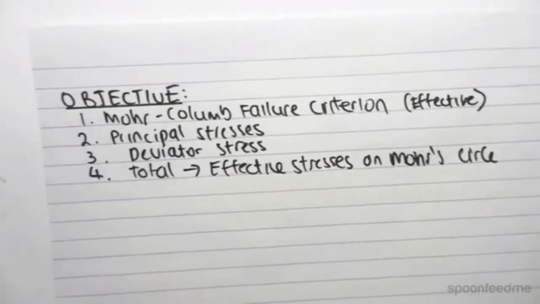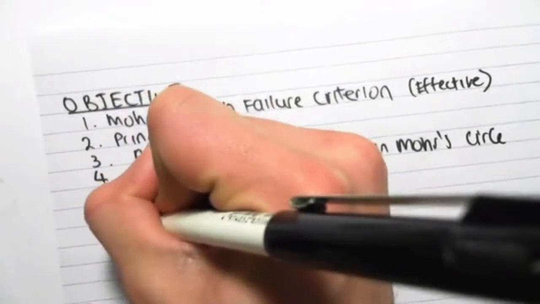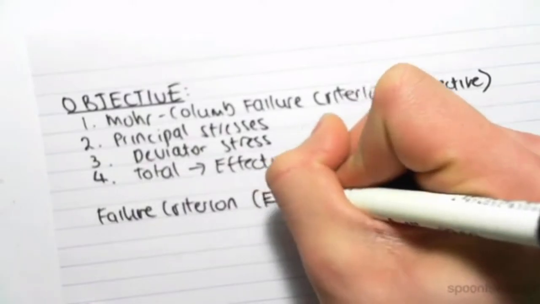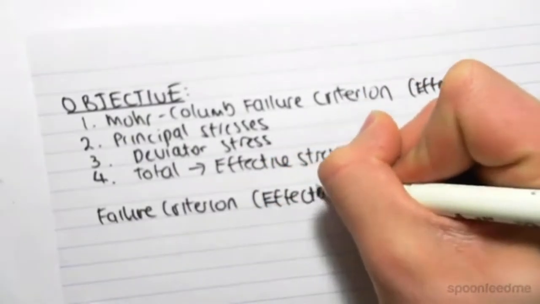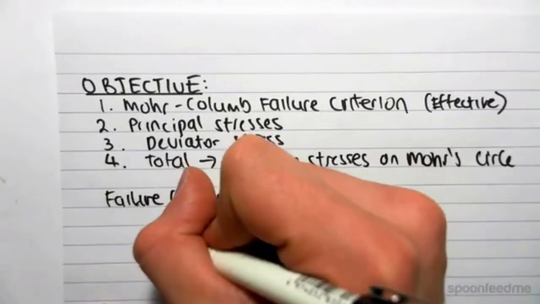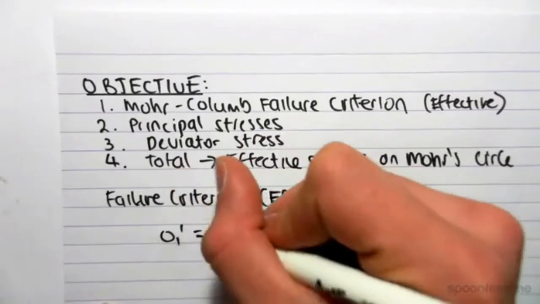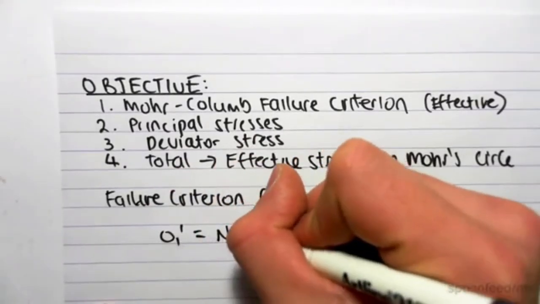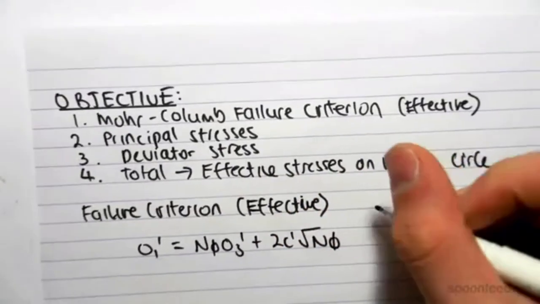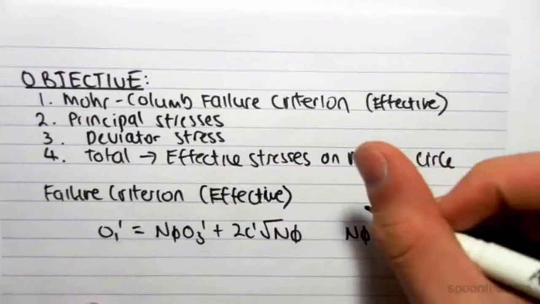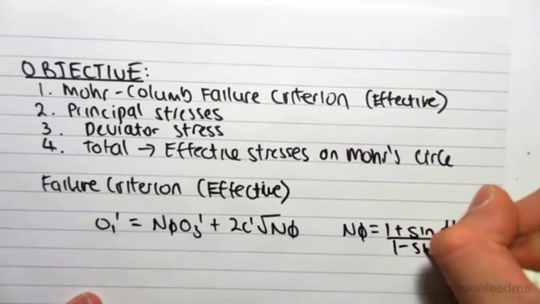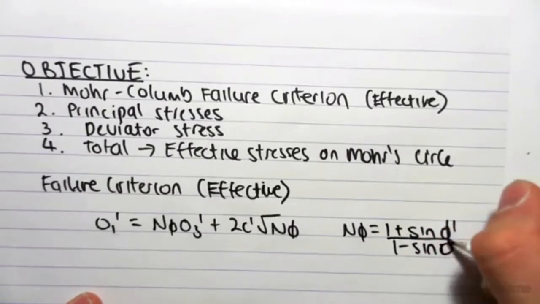So the failure criterion, and this is for effective. You will normally be most of the time using effective and not total when it comes to these types of questions. So the formula is sigma 1 dash equals N subscript phi on sigma 3 dash plus 2c dash square root of N subscript phi, where N subscript phi equals 1 plus sine phi dash on 1 minus sine phi dash.